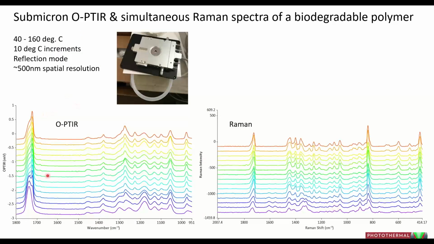And just some spectra. That's that similar PHA material, the biodegradable polymer, the bioplastic, and we've gone from 40 to 160 degrees in reflection mode. These are raw spectra, right? So we go from the top here, which is at around 40 degrees, and as we go up in temperature, the peaks change. We go from crystalline phase to a purely amorphous phase, and we see exactly the same information, well, in a more complementary sense, in the Raman.